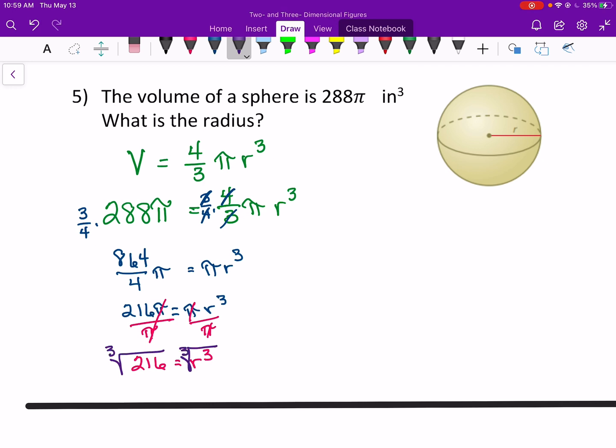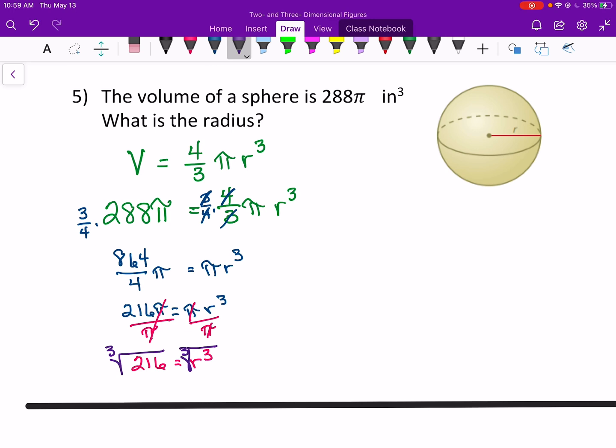Now, different calculators work different ways. I'm going to tell you that right now. Some of you will have to type the number that goes under the radical first. Some of you will type it last. I'm checking mine to see which way I need to type it.